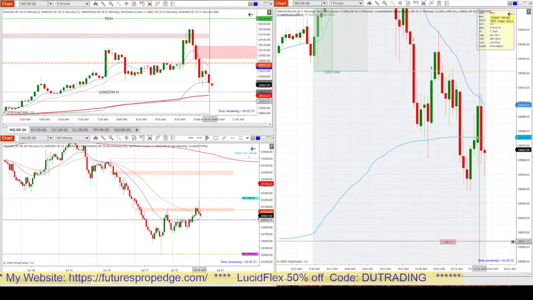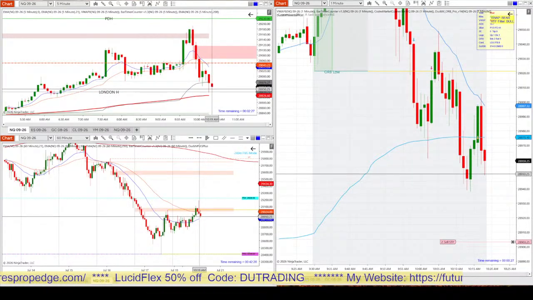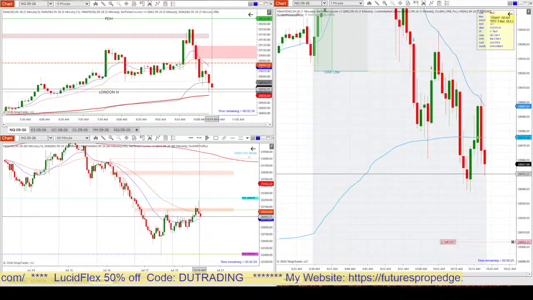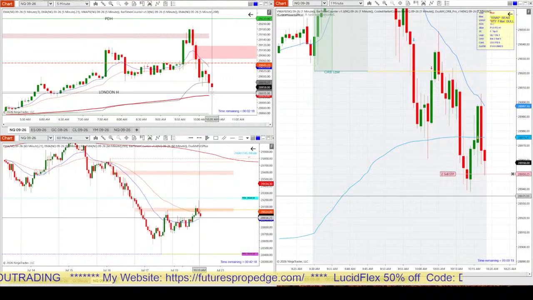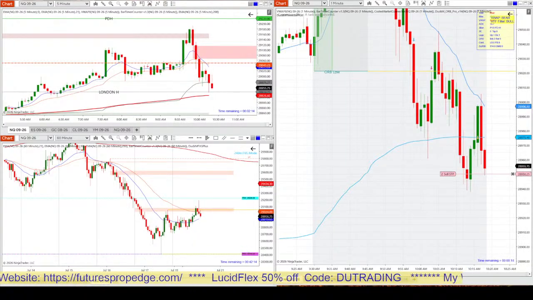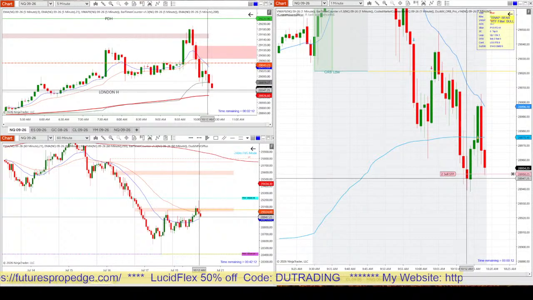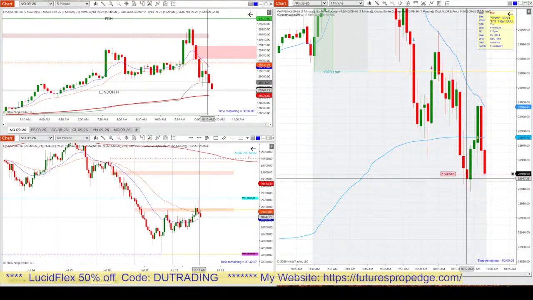Order submitted. I'm looking for another break. This time I'm looking for a break of 50. A break of 50 to get to 40. Because this is right around 40, the London high. This is just a quick momentum action.